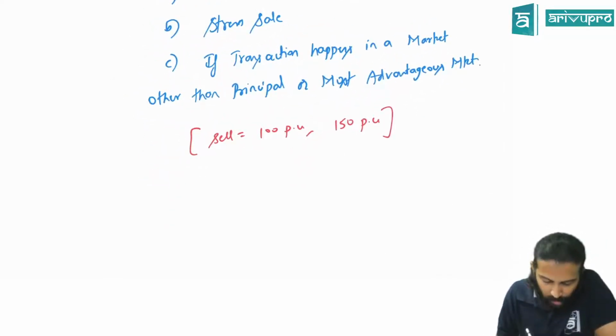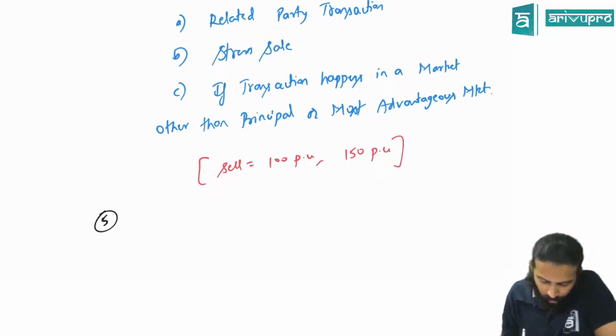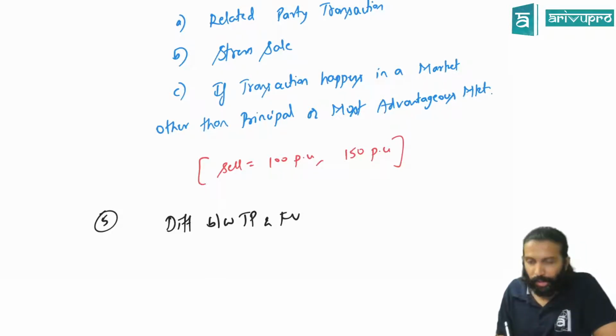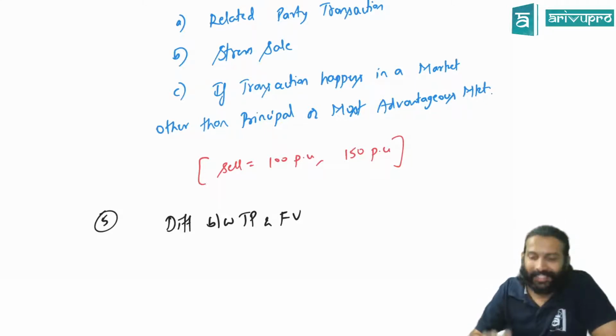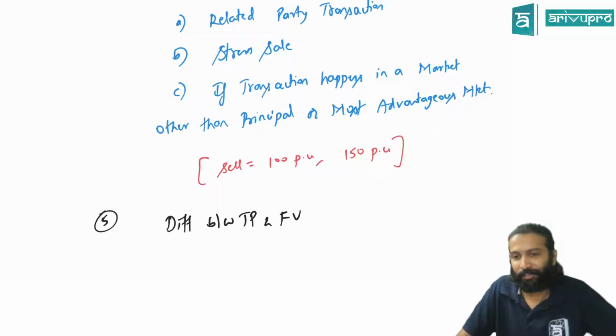If there is a difference, what to do? You should be telling me this. You have done this already. If there is a difference between transaction price and fair value, what should happen? You have done this in IND AS 109, staff loan. Or the very chart we gave, the very first accounting in IND AS 109, was what I used to tell.